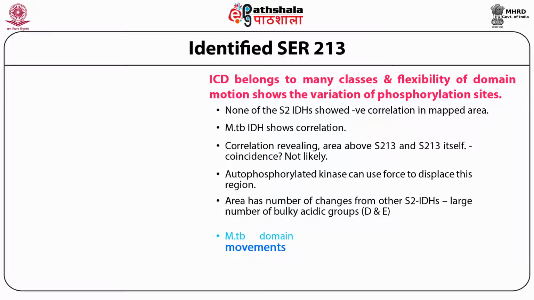However, another 5 of them belongs to the same class, does not show it. That includes the human as well as the pig. This phosphorylation, particularly this kinase being an autophosphorylated kinase, actually plays the role of forcing this region, which is possible to get displaced, and it contains many of these bulky acidic groups like aspartate or glutamate, etc.